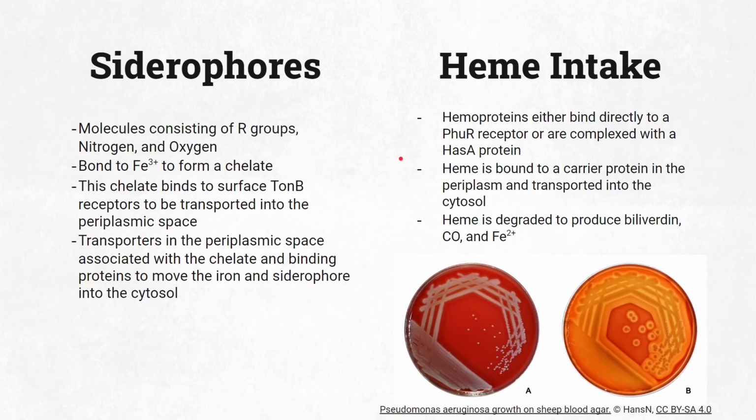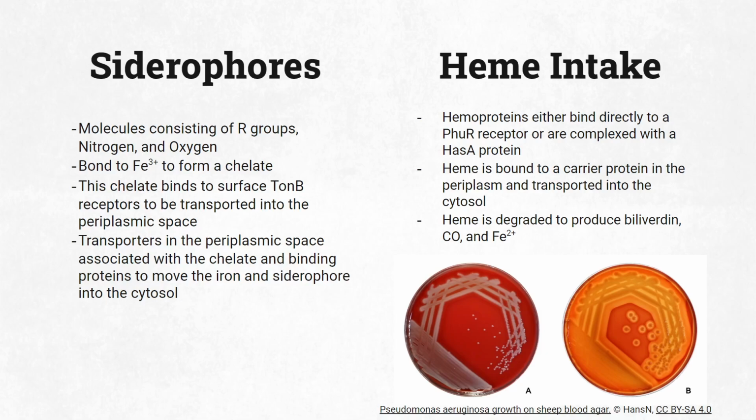Moving on to siderophores themselves, these are molecules consisting of R groups that give specific siderophores their characteristics, and nitrogen and oxygen, which are responsible for binding to the iron itself. These siderophores are produced within the bacteria and secreted out into the environment, where they find ferric iron in its 3 plus form bound to oxygen within the environment itself. The oxygen present on the siderophore will break those bonds between the iron and the oxygen and bind to the iron in its place. This will form a chelate.